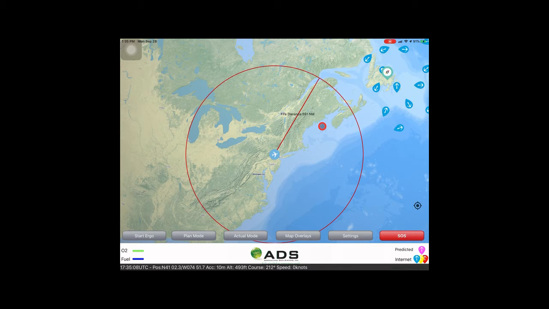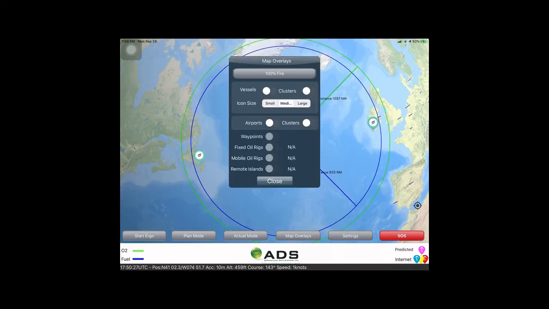Let's clear this display and continue on to the Vessel tab. Next is the Vessel tab. Pushing the Vessel tab will display ships or maritime assets in a region defined by the diversion airports entered in the Start Ergo tab. In this example, we're looking at ships between Gander, Newfoundland and Shannon, Ireland. Ship icon size can easily be changed for improved readability.